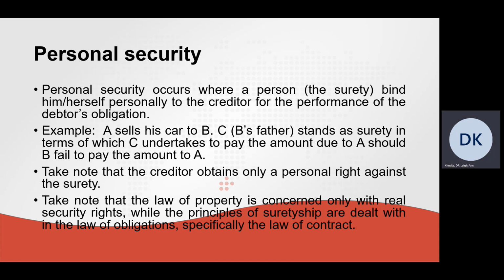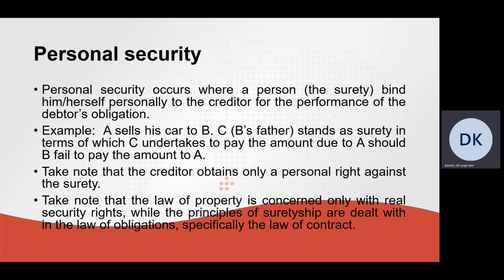Personal security rights are not limited real rights. Now, personal security occurs where a person, the surety, binds him or herself personally to the creditor for the performance of the debtor's obligation. Example, A sells his car to B. C, B's father, stands as surety in terms of which C undertakes to pay the amount due to A should B fail to pay the amount to A.